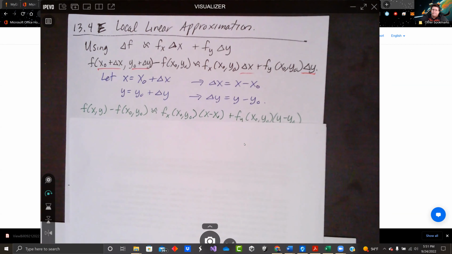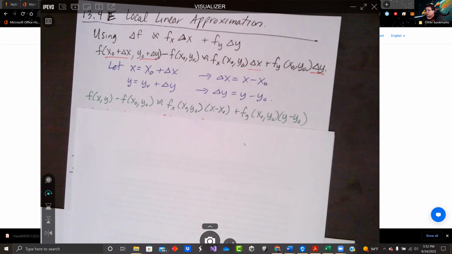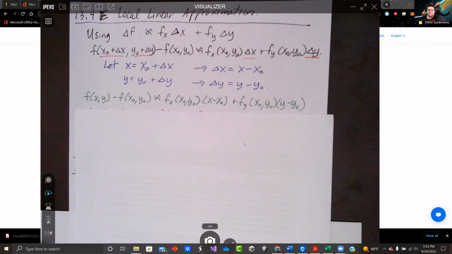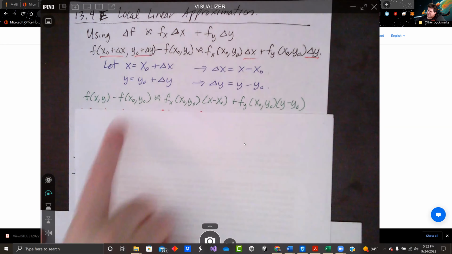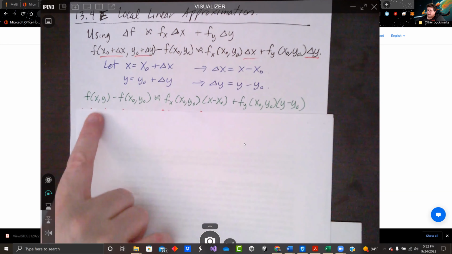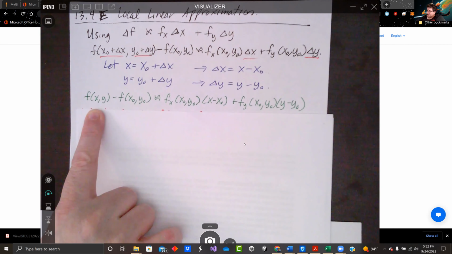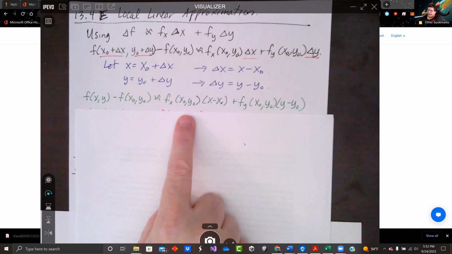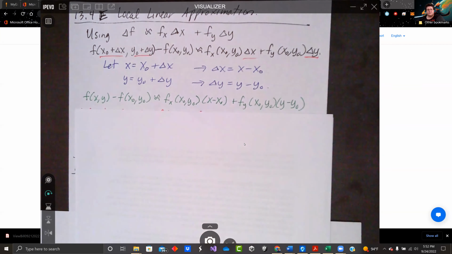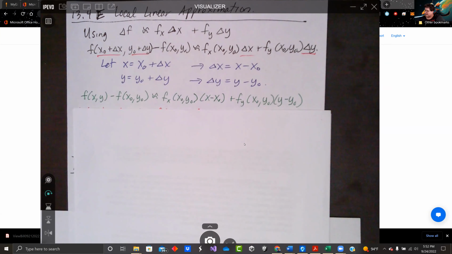We've got f of x, y minus f of x naught, y naught is approximately the partial of f with respect to x at x naught, y naught times x minus x naught, plus the partial derivative of f with respect to y evaluated at x naught, y naught times y minus y naught. If I move my f of x naught, y naught to the other side, I have a function of x and y in terms of some starting point, and then the partial derivatives in each direction times a change.